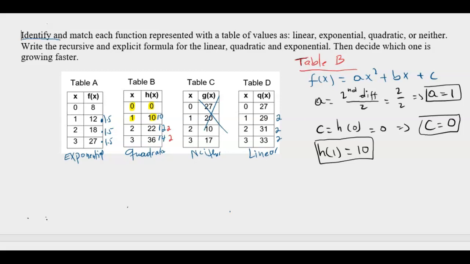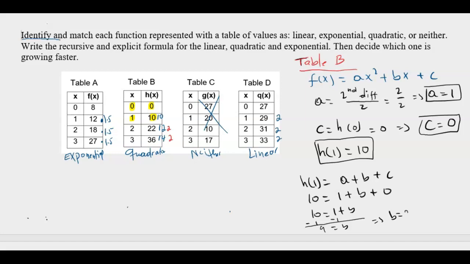Now to find b, we know h of 1 is equal to a plus b plus c. So h of 1, which is 10, equals 1 plus b plus c, and c is 0, so plus 0. So we got 10 equals 1 plus b. All we have to do now is subtract 1 on both sides, so 10 minus 1 is 9, equal to b. So we know b is equal to 9.